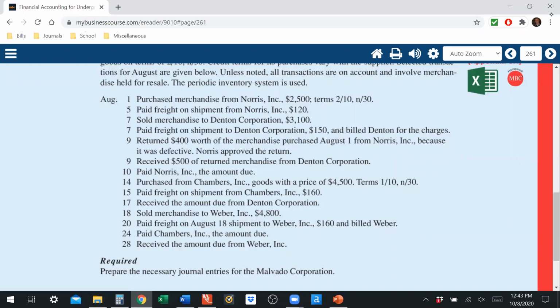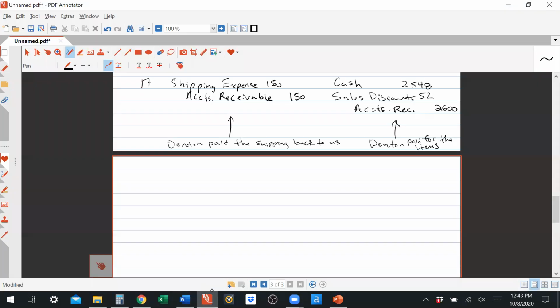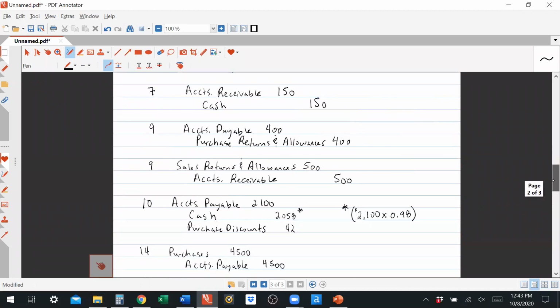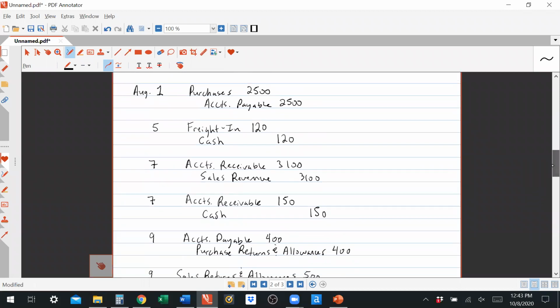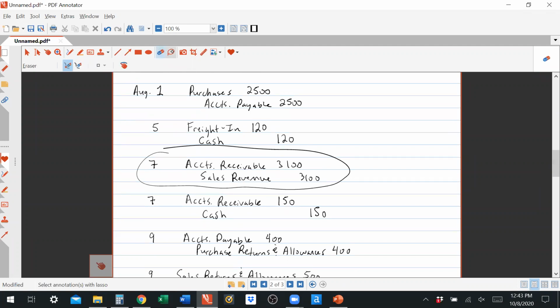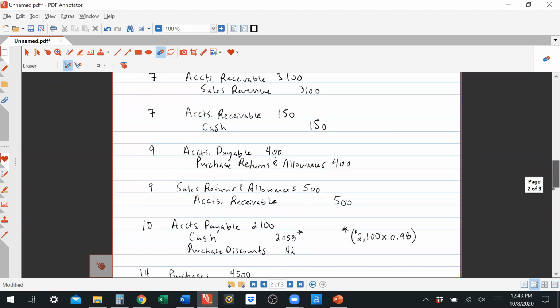Now we sell merchandise to Weber for $4,800. And it's just like when we sold to Denton. It's going to be the same journal entry. This was the Denton journal entry. We're going to debit accounts receivable for $4,800, credit sales revenue for $4,800. Now we're selling to Weber.